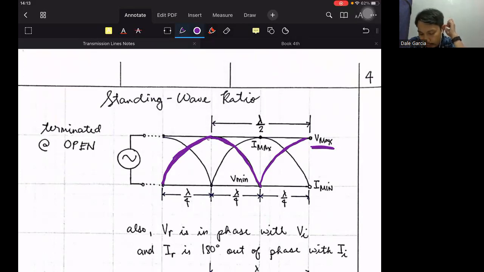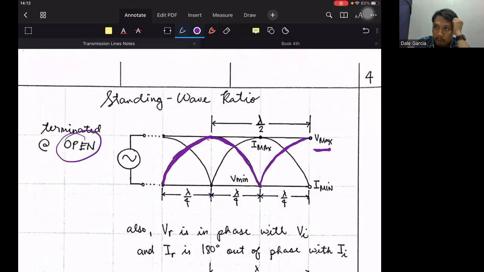So if our line is terminated with an open circuit, where we put no load and it is not shorted, the standing wave looks like this. At the very end of the transmission line, voltage is maximum. Okay. So doesn't this logically follow based on our prior learnings in the other subject? Right?